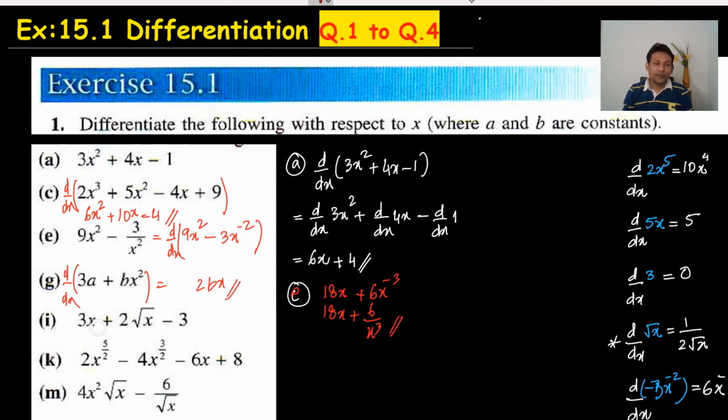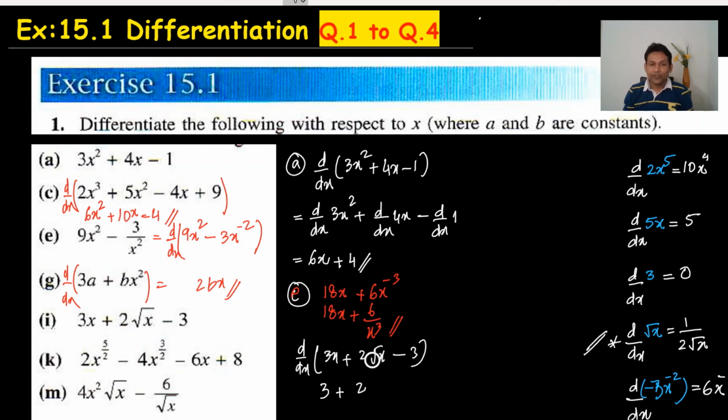2bx. In this question, the I part, the root is also there, right? Under root. So when I write the question here, 3x plus 2 under root x minus 3. The 3x differentiation is only 3, plus 2 is there. The differentiation of under root x is fixed.